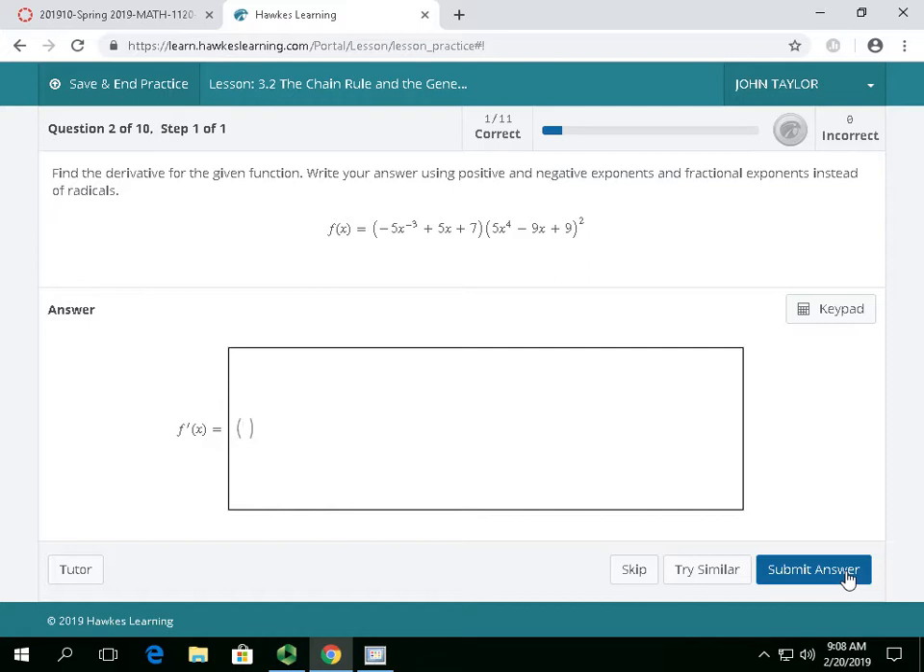What's the derivative of the first guy? What's the derivative of negative 5x to the negative 3? That's going to be 15x to the, subtract 1 makes it negative 4, right? And then over arrow, the derivative of 5x is plus 5. You with me? That's the derivative of the first guy. Then I've got to do times the second. So all I've got to do is recopy the second guy, which is 5x to the fourth minus 9x.